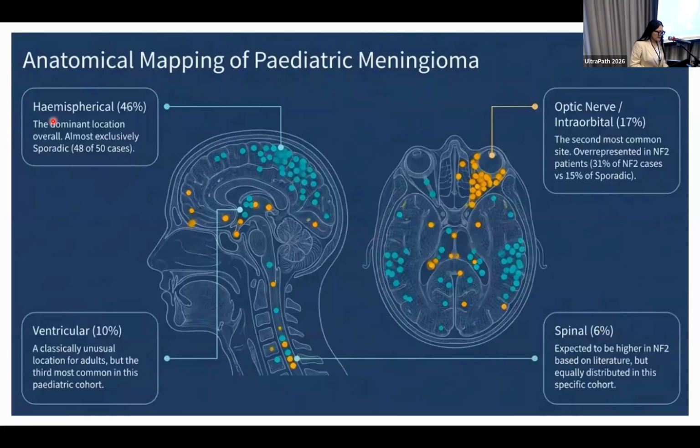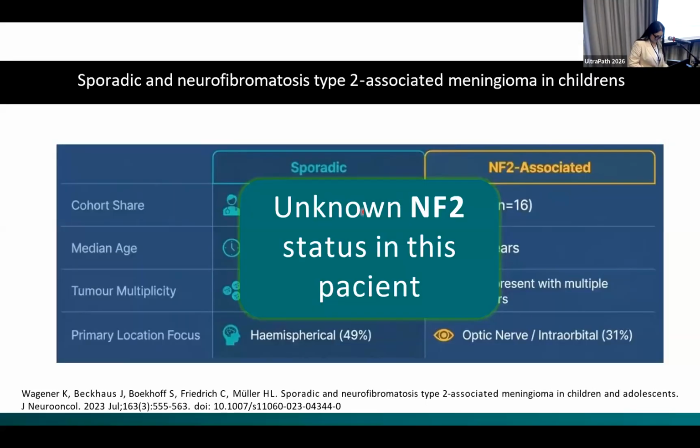And I found something very interesting. Most of the cases were sporadic, and these are more associated with this sporadic variant. But the unusual location, like the optic nerve, was actually more associated with patients with NF2 syndrome. So I think this is an overlap.